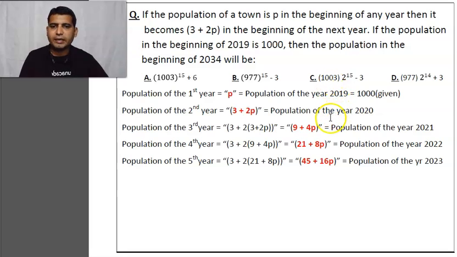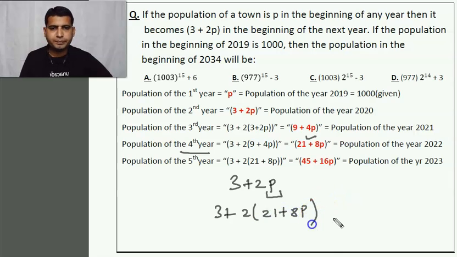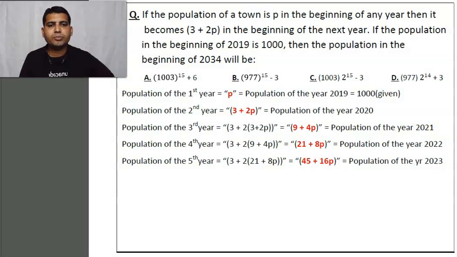Likewise, let's again calculate the population of the fifth year, which will again be in the format of 3 plus 2p, where p must be equal to the population of the fourth year, which is 21 plus 8p. So 3 plus 2 into (21 plus 8p), which is equal to 3 plus 2 into 21, 42, plus 2 into 8, 16p, which is equal to 3 plus 42, that means 45 plus 16p. And here it is, which is equal to the population of year 2023.